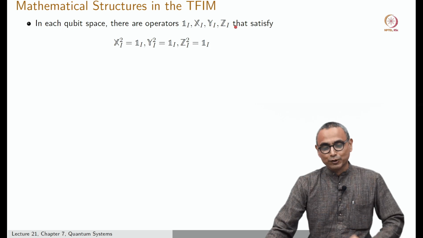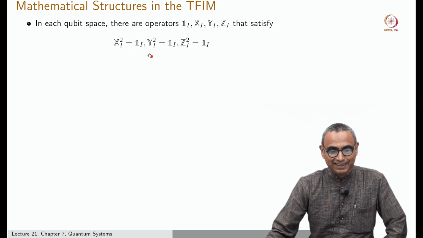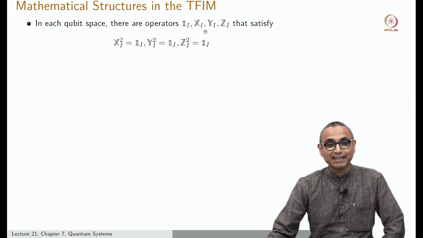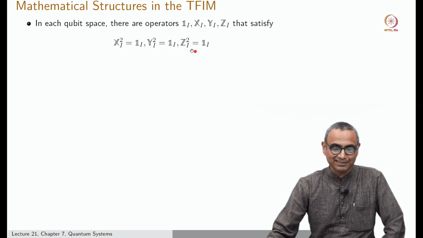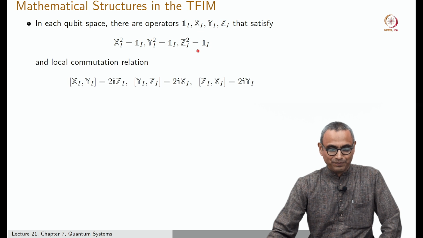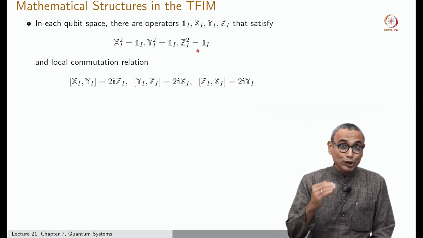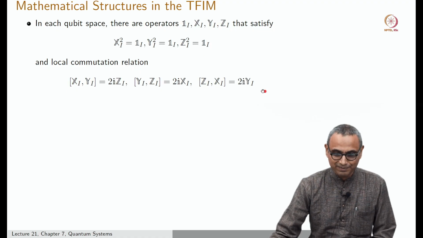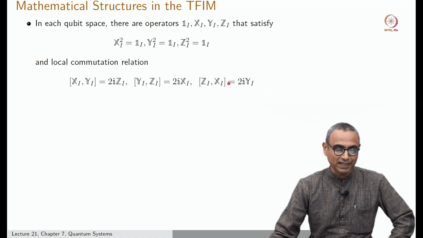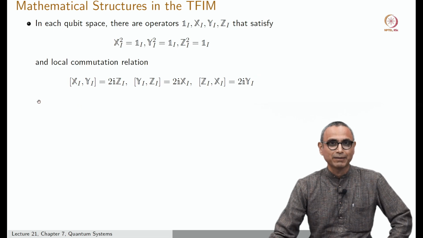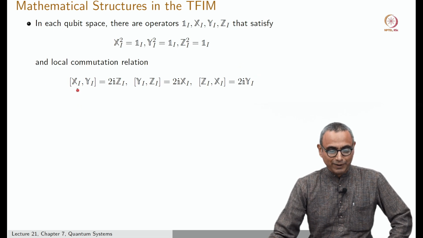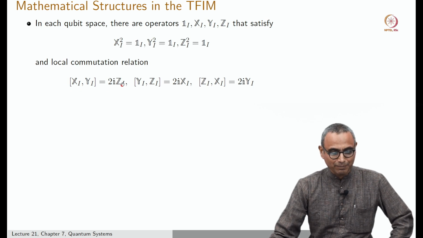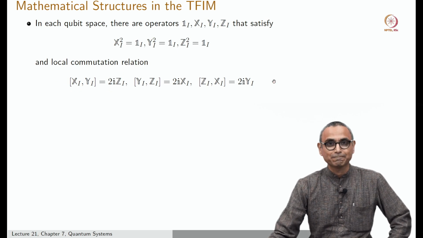Now, first and foremost, you have to observe that these objects, namely X, the Pauli matrices here, will square to identity. They also have a local commutation relation, which is the same. If you have studied spin half, you will see that these are very much related to the spin half commutation relations of the angular momentum operators. In this case, they are Pauli matrices, so they will pick up the same kind of commutation relation.